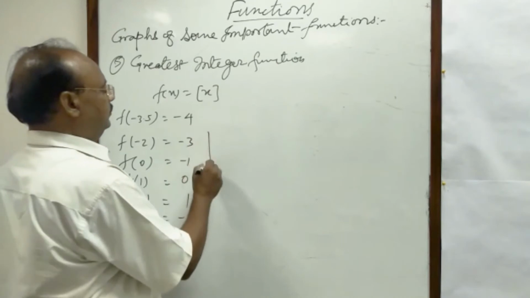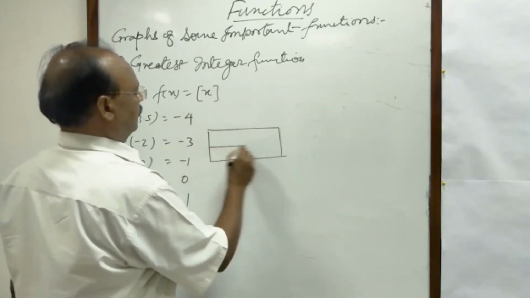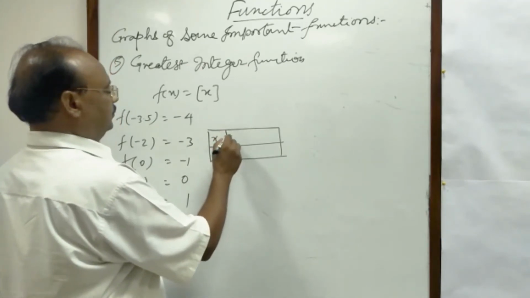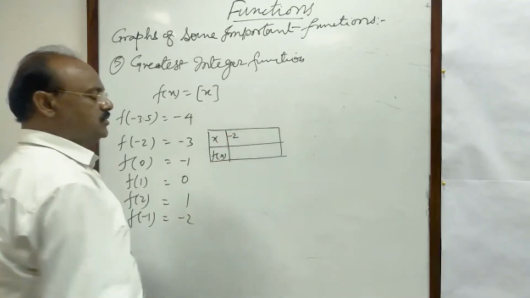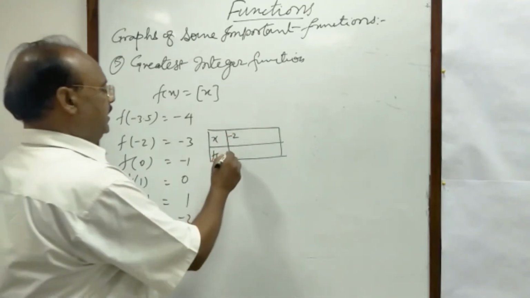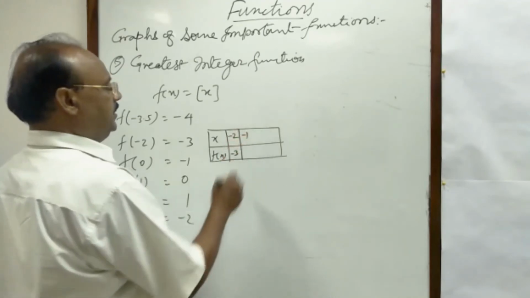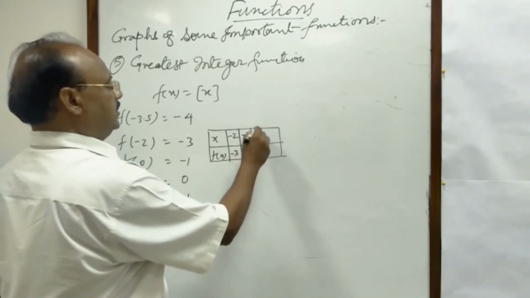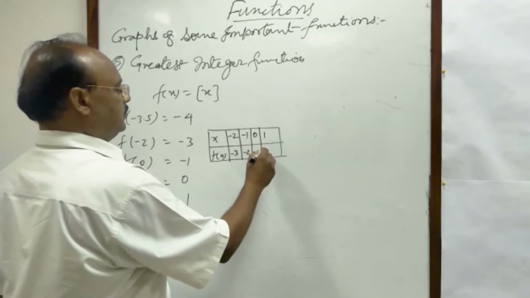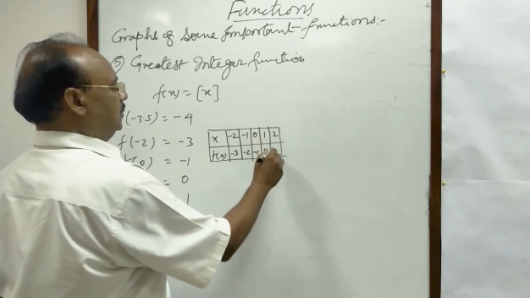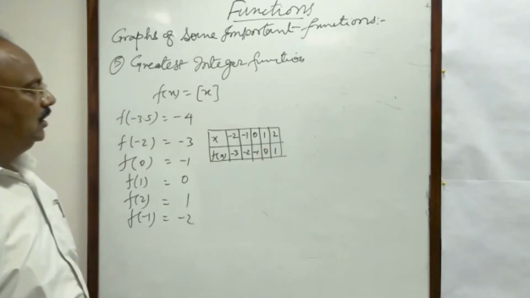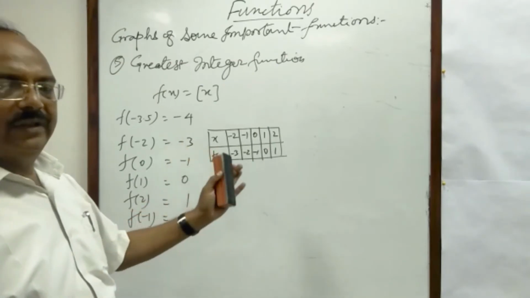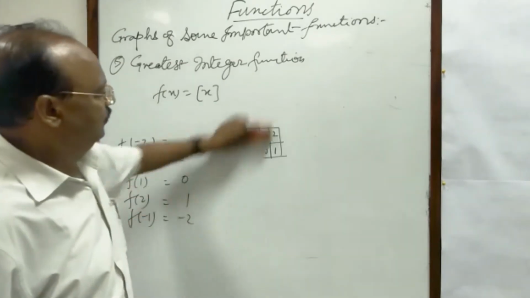So let us make a table here, x and f(x). If the value of x is minus 2, f(x) will be minus 2. If this is minus 1, this will be minus 1. If this is 0, this will be 0. This is 1, this will be 1. This is 2, this will be 2, and so on. And we can make it more clear with the values of x in intervals. So let us see this case also.